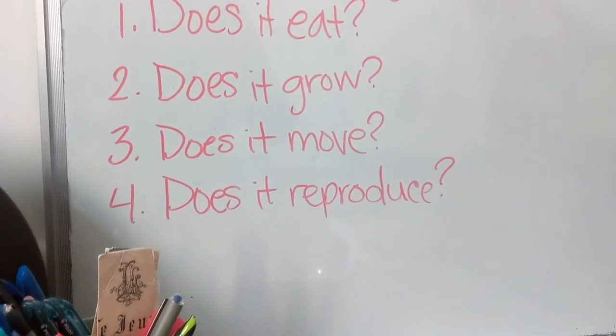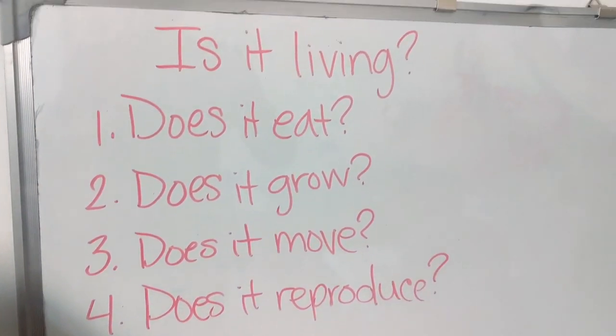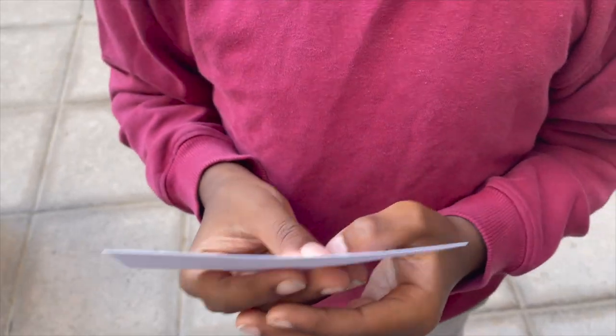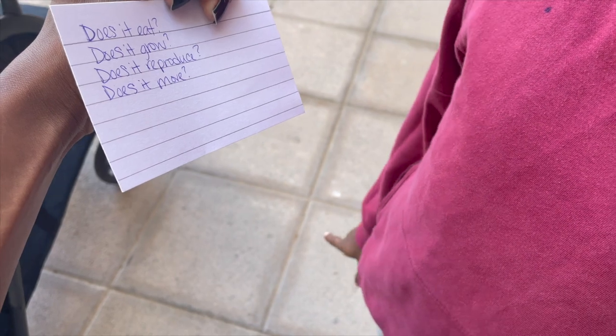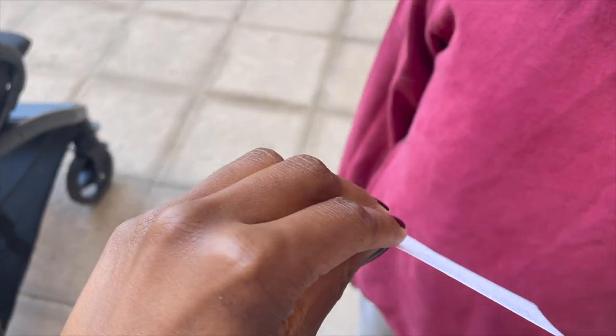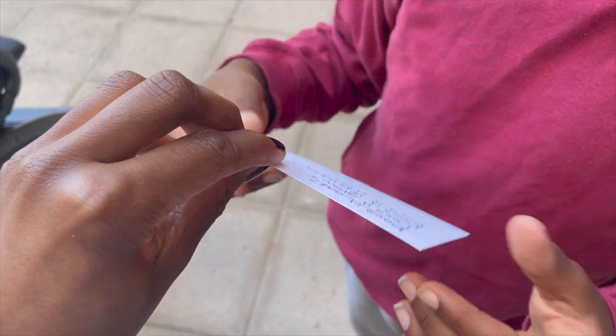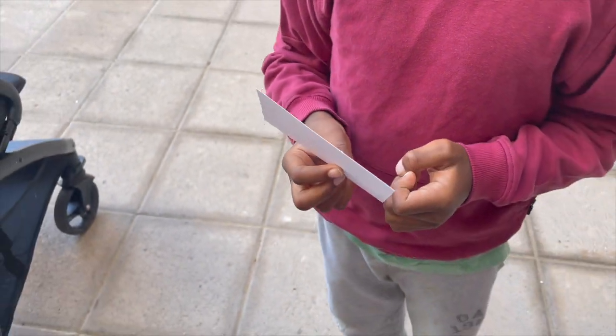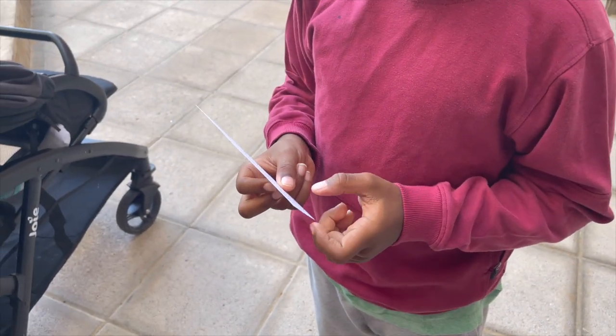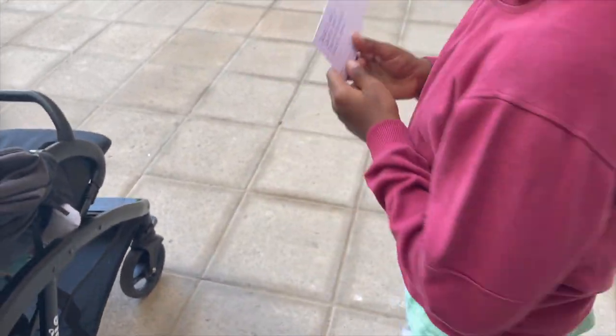Explaining living versus non-living. So on our card, we have all of our questions. Does it eat? Does it grow? Does it reproduce? Does it move? We're going to ask ourselves all of those questions before we determine if something is living or non-living. Okay? Okay. So let's go.